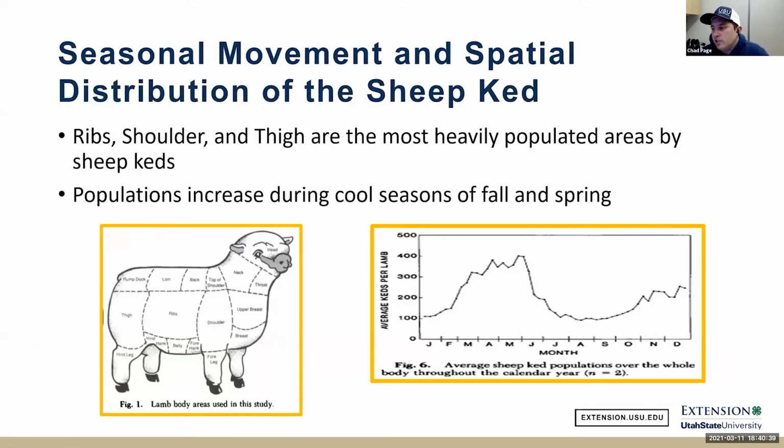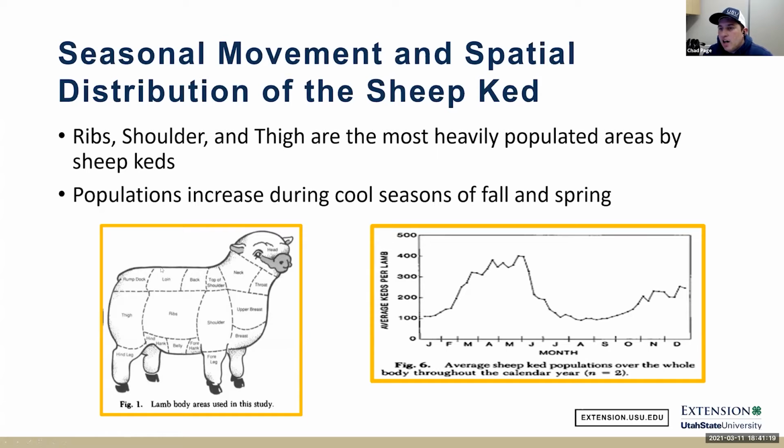There's been some research really showing the seasonality of sheepheads, when the populations are greatest, and then also where they like to hang out on our sheep. So this study done with some Wyoming sheep, they mapped out where these sheepheads like to live on our sheep. And so they drew up this diagram to let us know the different areas on the body. And what they found is that the vast majority of sheepheads like to hang out on the thigh, ribs, and shoulder area of our sheep.